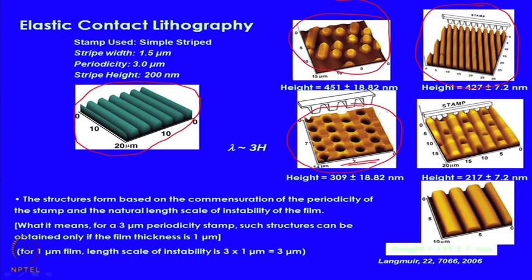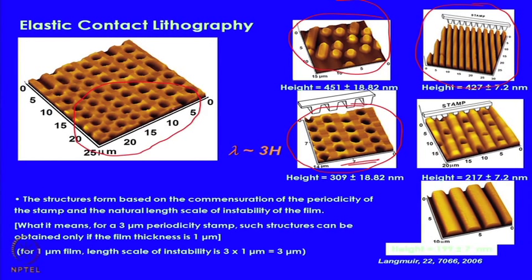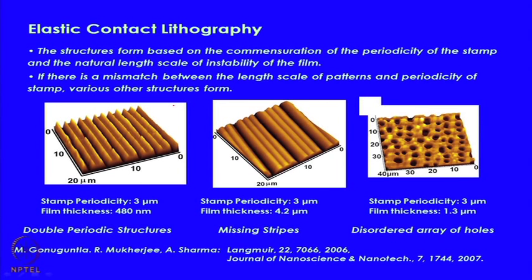In this particular case, these structures resulted in a film which had a thickness of roughly 1 micron using a stamp which had a periodicity of 3 microns. What happens is, if there is a mismatch between these two length scales, you do not get these types of beautifully ordered structures. For example, here is a case where the film thickness was 1.3 micron and the stamp periodicity was 3 micron. So, you see that you are still close to the formation of 2D holes, but the alignment is not that good, it is slightly distorted.